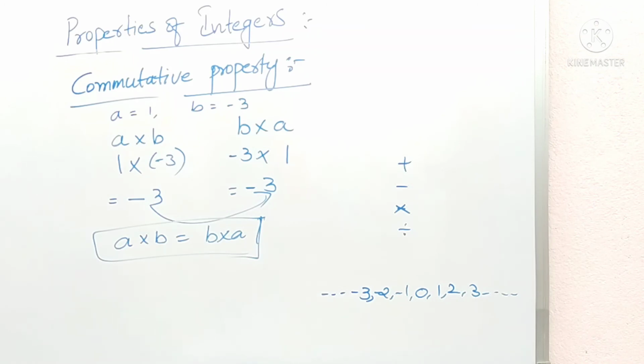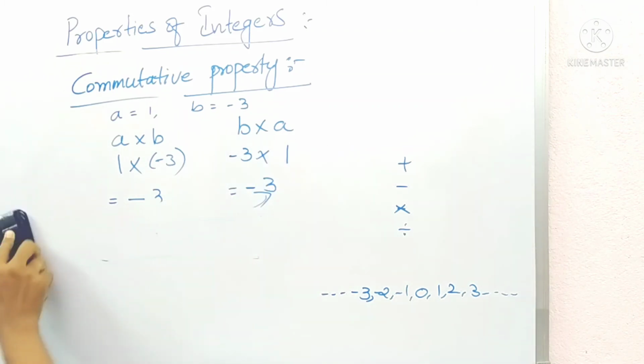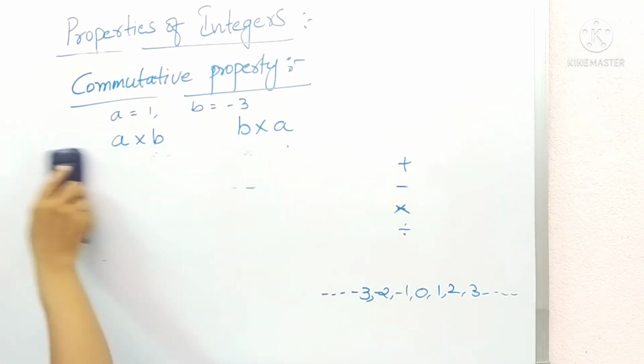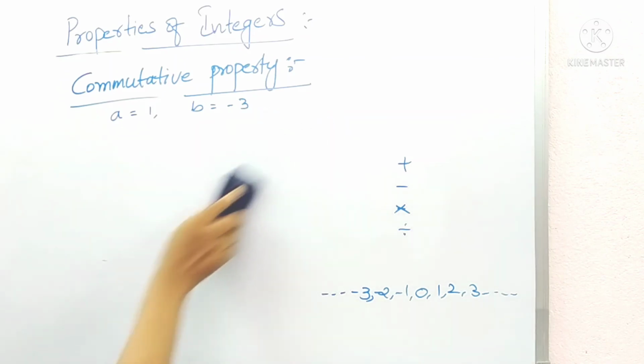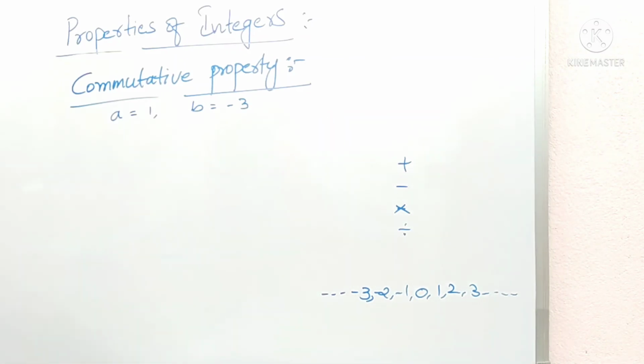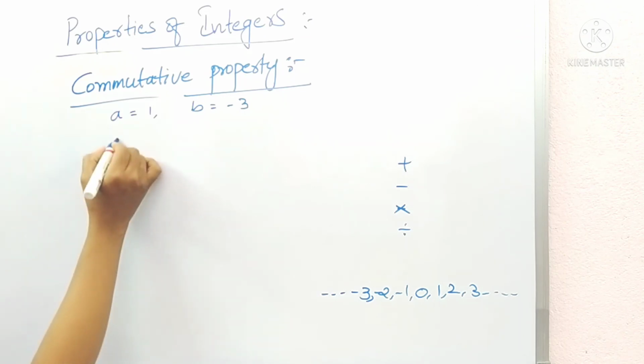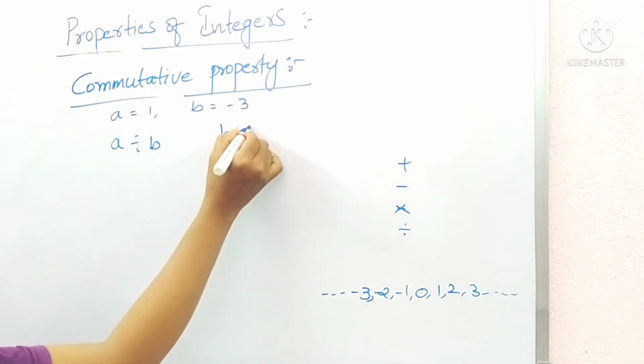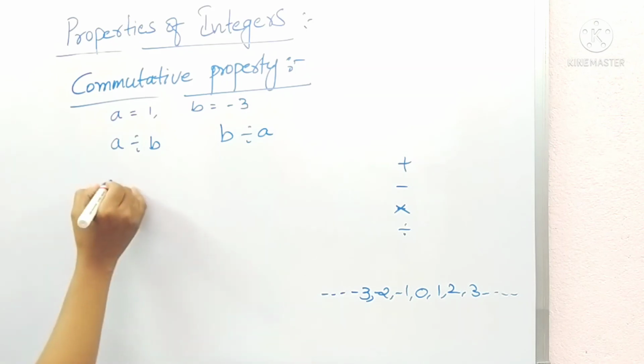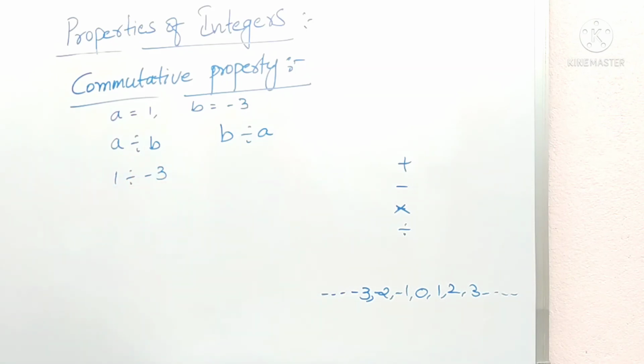So next we will see under division. Integers follow the commutative property under addition. Integers do not follow the commutative property under subtraction, and integers follow the commutative property under multiplication. Now we will see division. a divided by b and b divided by a. So 1 divided by minus 3. The answer will be minus. We have to divide 1 by 3.